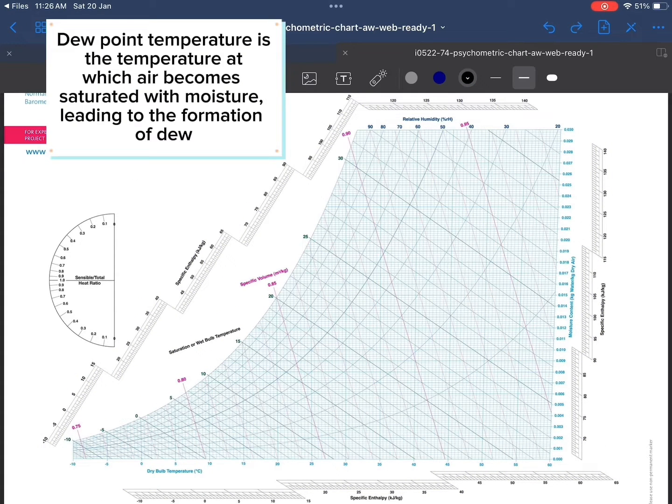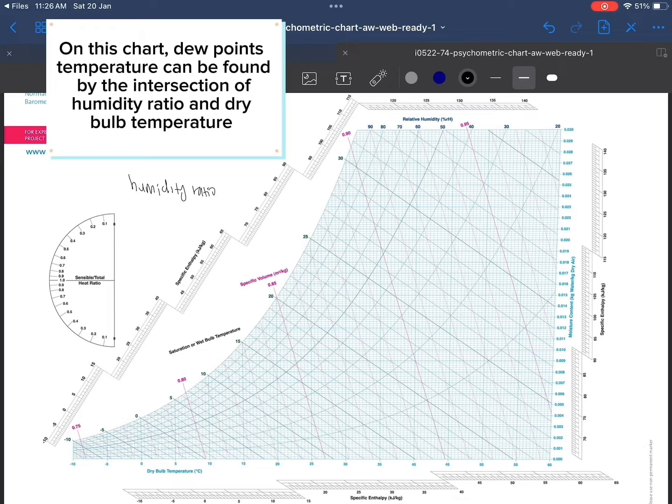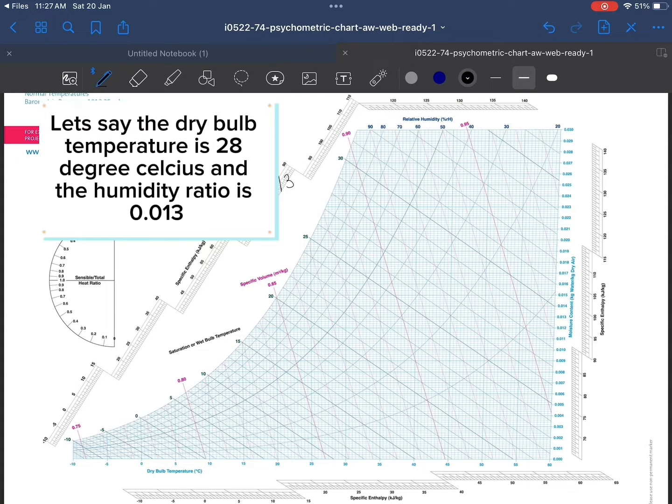Next is dew point temperature. It is the temperature at which air becomes saturated with moisture, leading to the formation of dew. On this chart, dew point temperature can be found from the intersection of humidity ratio and dry bulb temperature. Let's say the dry bulb temperature is 28 degrees Celsius and the humidity ratio is 0.013.